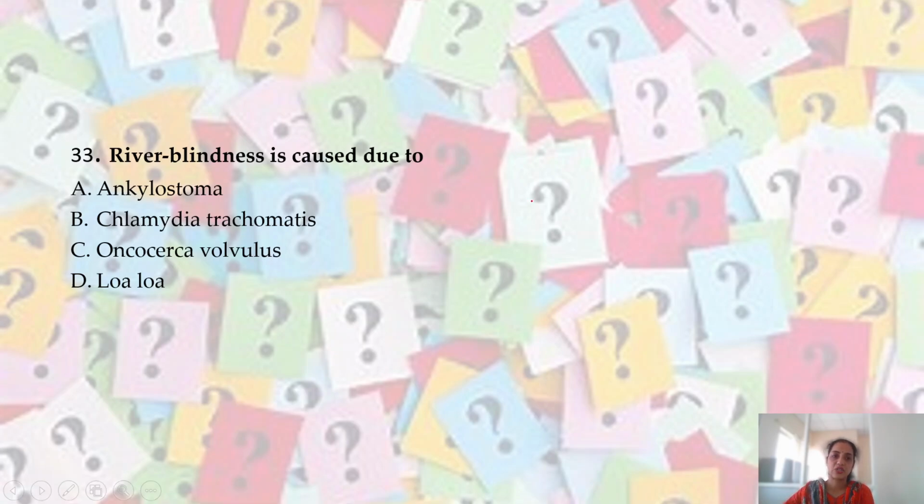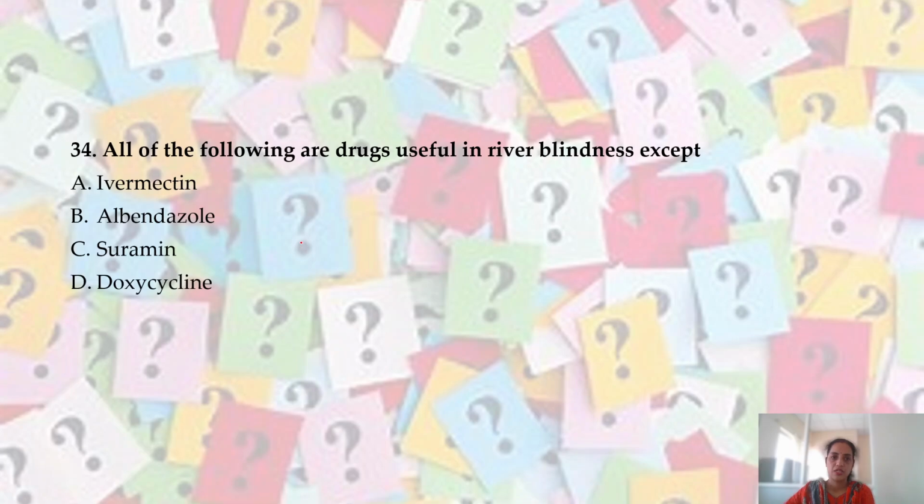So river blindness is caused by infection due to Onchocerca volvulus. So all of the following are the drugs useful in river blindness except: ivermectin is a larvicide and it's useful in fighting against the microfilaria. Albendazole is an anti-helminthic, so it is not useful in this particular condition. Suramin, again, is active against adult worms. Doxycycline targets something known as Rickettsia wolbachii, which forms an endosymbiont for Onchocerca volvulus.